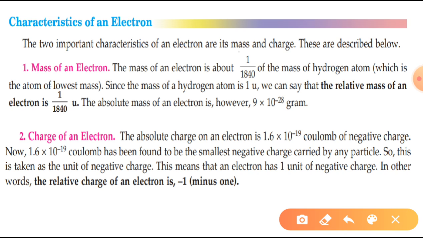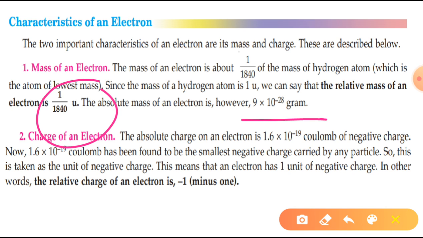The mass of electron is about 1 by 1840 that of the mass of a hydrogen atom. Okay, hydrogen is the lightest atom among all discovered elements. Since the mass of a hydrogen atom is 1 u, you can say that the relative mass of one electron is 1 by 1840 u, and the absolute mass of electron in terms of gram is 9 into 10 to the power minus 28 gram.